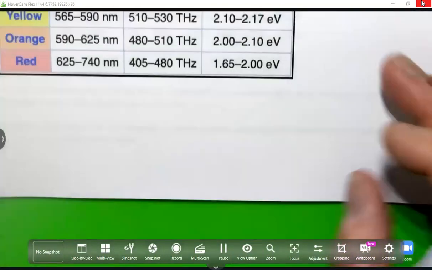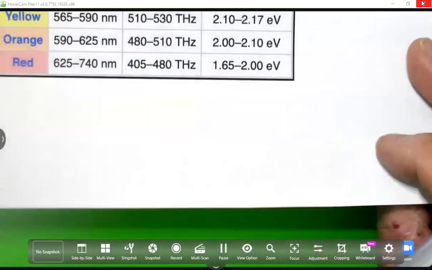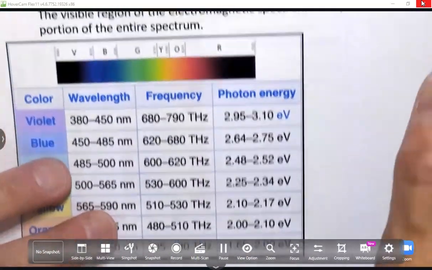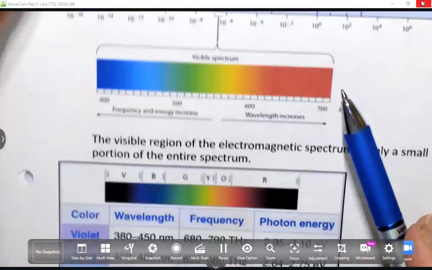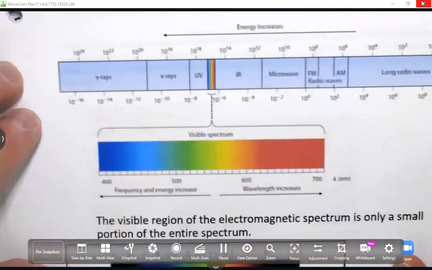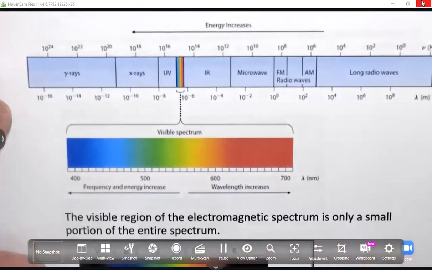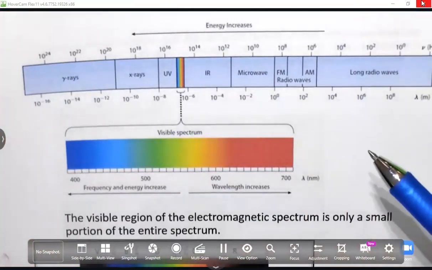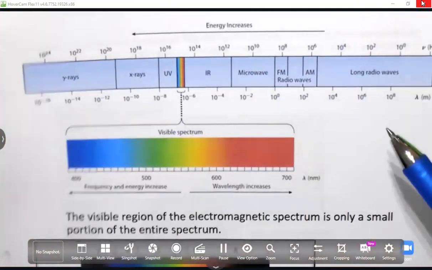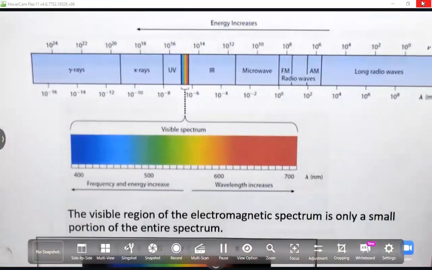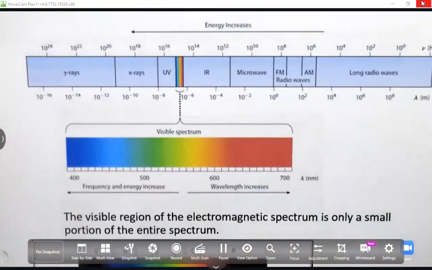Let's go to the next page. I probably got too much of this stuff, but again, I've got energy increases this way, frequency increases. This one actually has AM and FM. So depending upon what source you're looking at, they have things going vertically and horizontally and some with frequency, some the opposite.